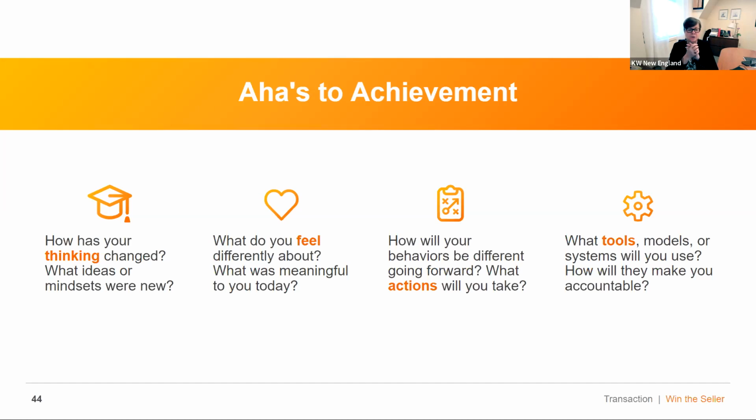What's your mindset today? How has your thinking changed? What new ideas or mindsets? What was new to you? Can anybody share how their thinking has changed?